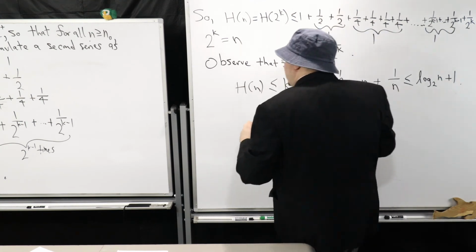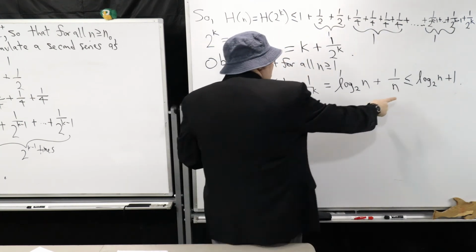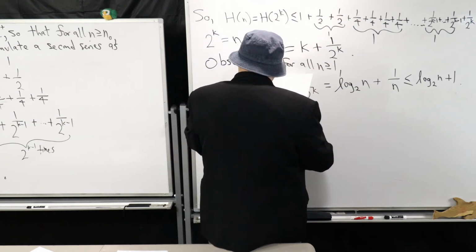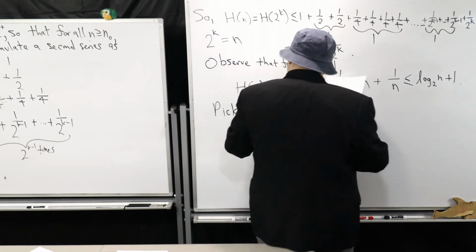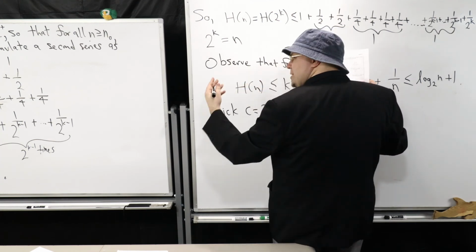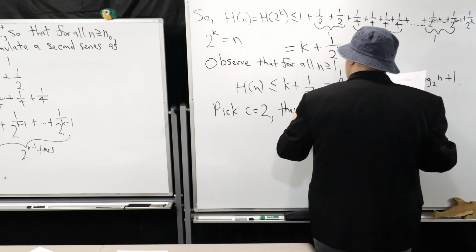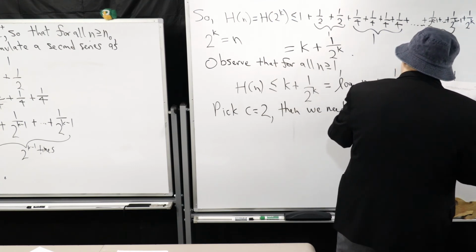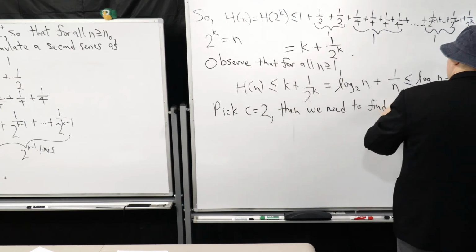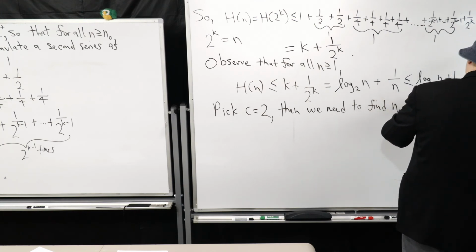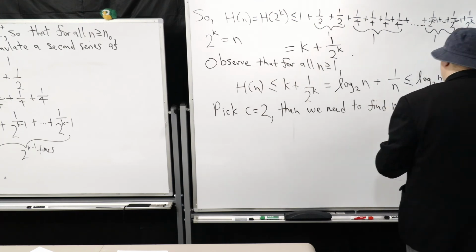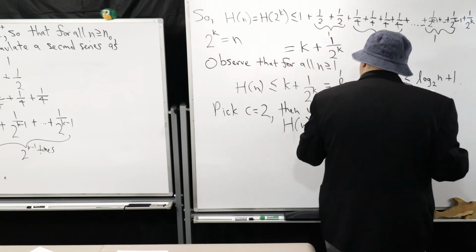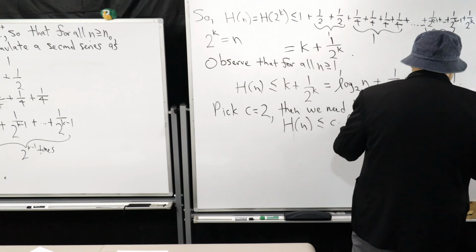So, boom. Look how much easier that is. So now we're going to pick c. Because now, look at this, I have something that says a logarithmic term here. So I'm going to pick c is equal to 2. Then what I'm going to do next is we need to find n0 so that h of n is less than or equal to c times log base 2 of n.